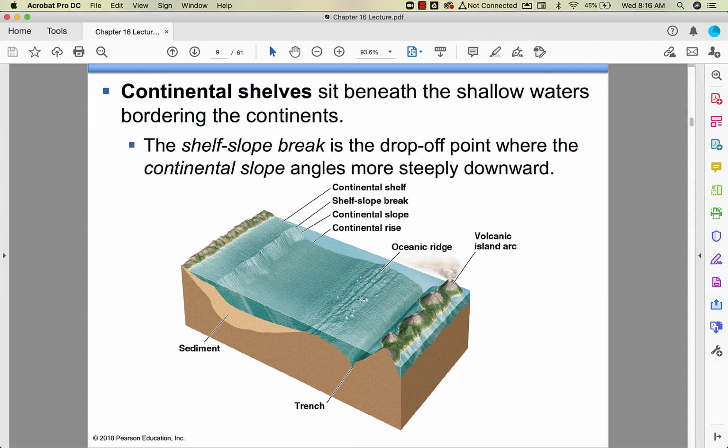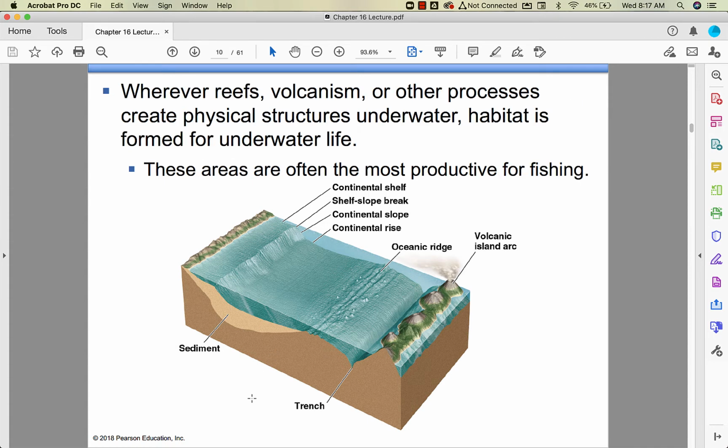And usually in the middle of the oceans, you've got these mid-ocean ridges. Trenches are there too, which create volcanic island arcs. But that is the last unit that we're going to talk about. Unit 7, I think it is. Wherever you have physical structures underwater, whether it's volcanism or a mid-ocean ridge or an island arc or a reef, you're going to have life. And that's where you tend to have the most productive areas for fishing.